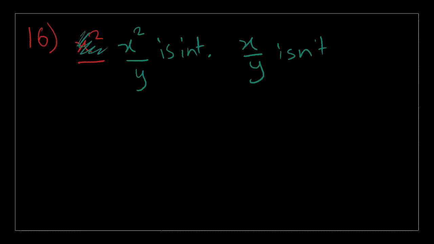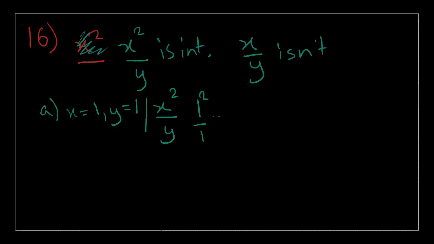A says x equals 1 and y equals 1 as well. Let's test this out. x squared divided by y must be an integer. So 1 squared divided by 1 is just 1 divided by 1, which is 1. That's an integer, so the first part is satisfied. Now the second part, x divided by y: 1 divided by 1, which is still just 1. So we know this answer is wrong just because of that last part.